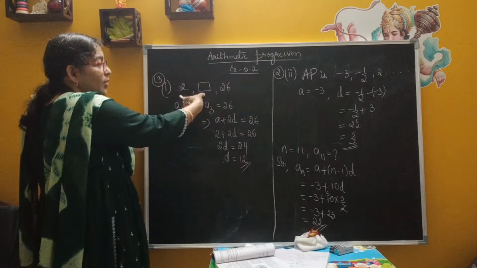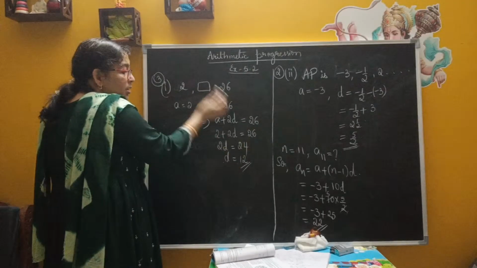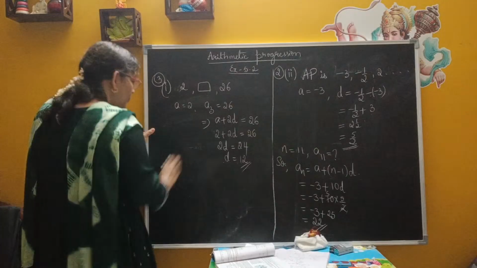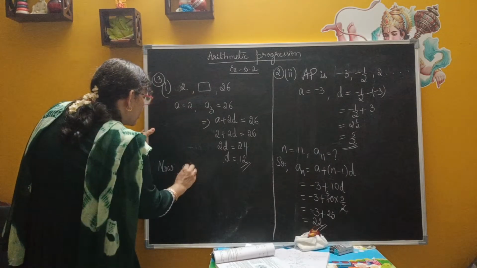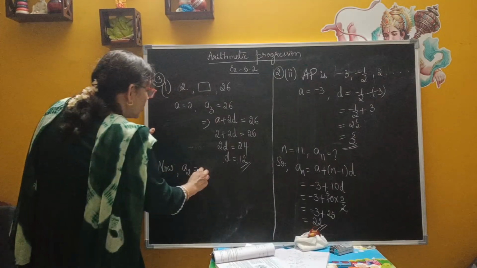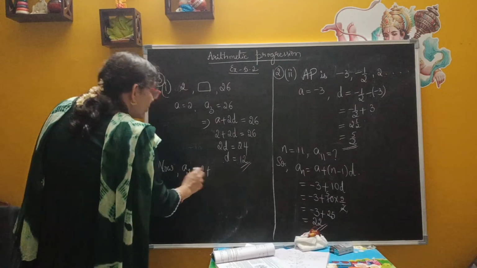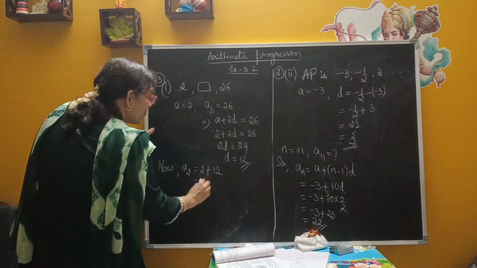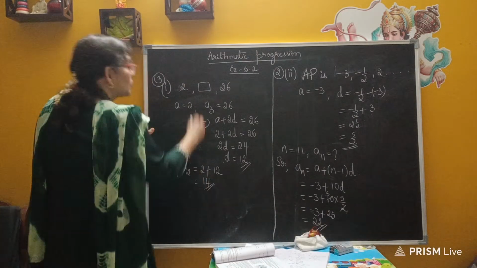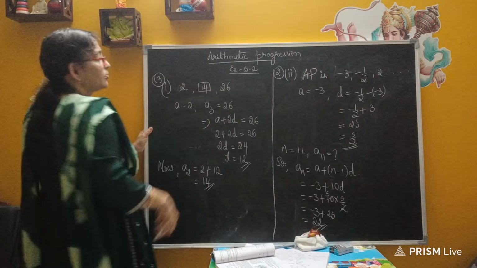2 plus 12. What is the second term? It is 14. Okay, now the required one, that is A2, is equal to first term 2 plus D, that is 2 plus 12. So how much it is? 14. So the answer is 14.